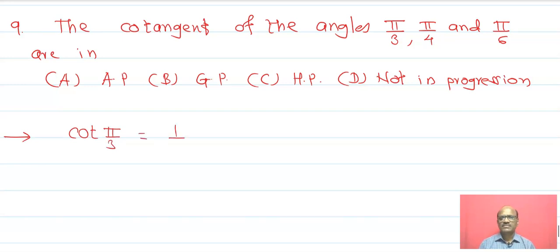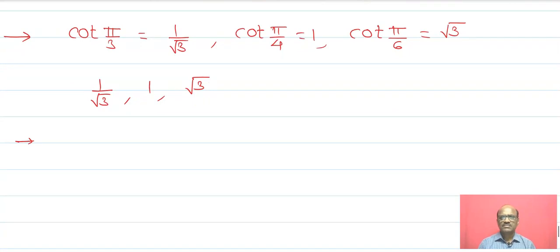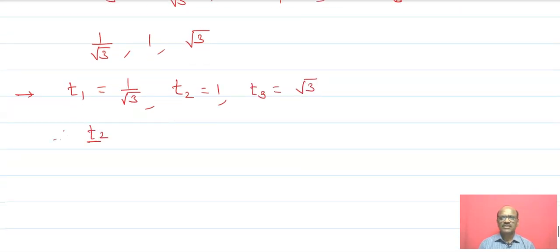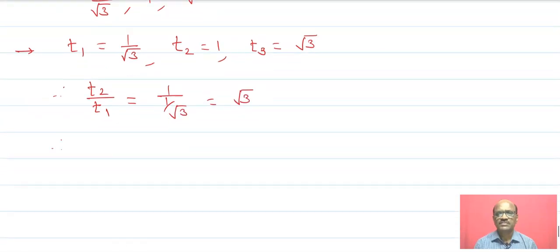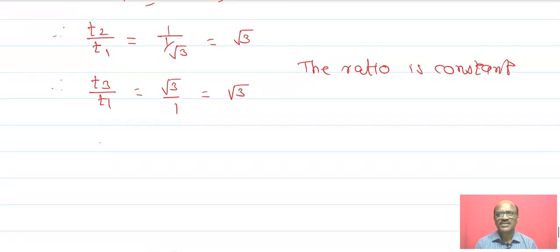That is the cot of pi by 3. Its value is 1 upon root 3. Cot of pi by 4 is 1. And cot of pi by 6 is equals to root 3. Now see these terms, 1 upon root 3, 1, root 3. Now take their ratios. That is, T1 is equals to 1 upon root 3, T2 is equals to 1, T3 is equals to root 3. T2 upon T1 is equals to 1 upon 1 upon root 3, that is equals to root 3. T3 upon T2 is equals to root 3 upon 1, that is equals to root 3. I had written there T1, but there must be T2. The ratio is constant, therefore it is in GP.